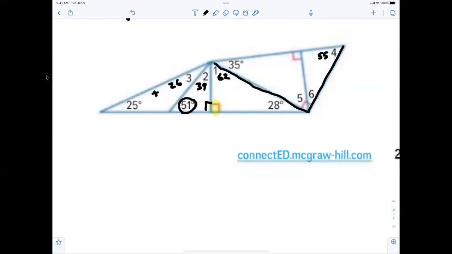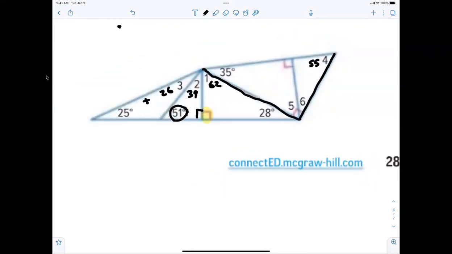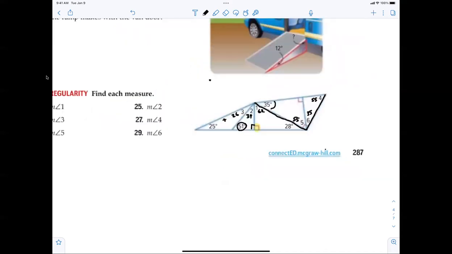Andrew, you got that? All right, now if angle 4 is 55, that makes angle 6 what? 35, right? And because this is 35, that makes this 55. That's it. That's all there is to it. Anybody else? Anybody else? Anybody else? Go. Let's take a look at 37.